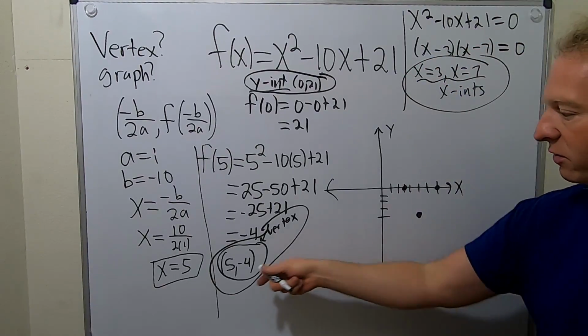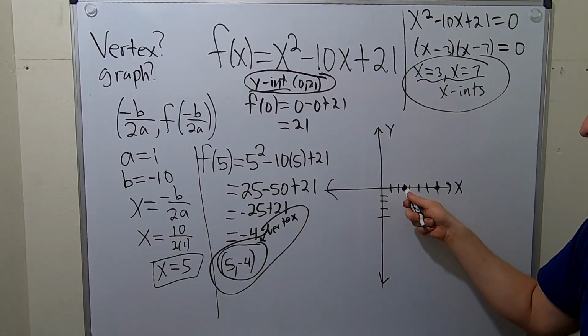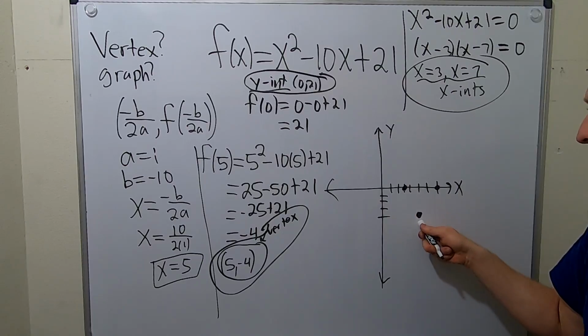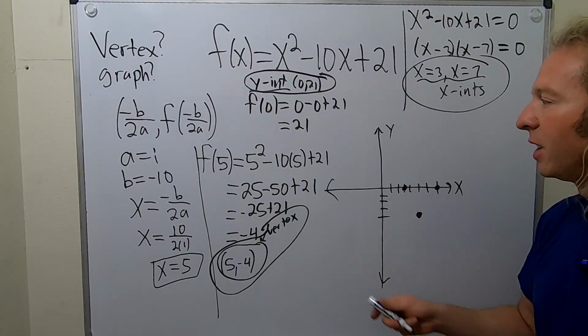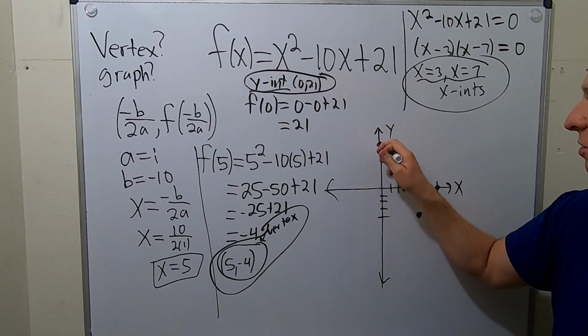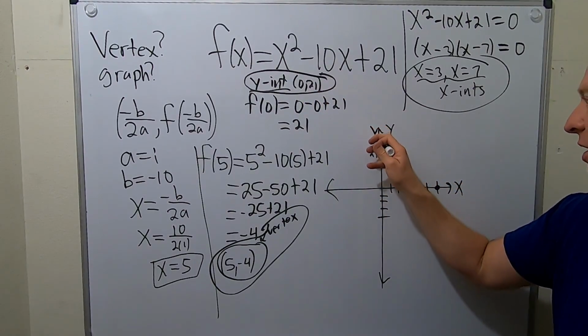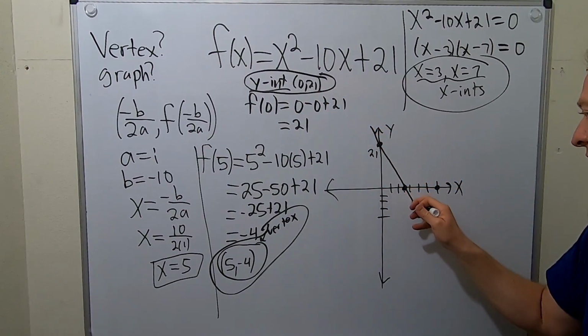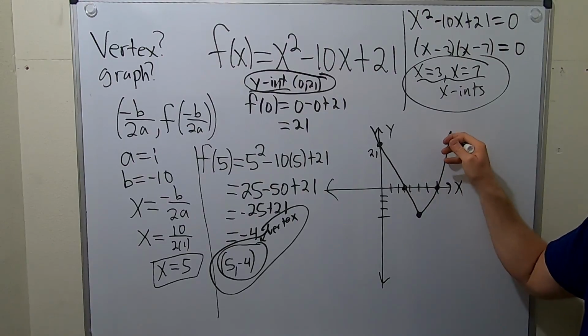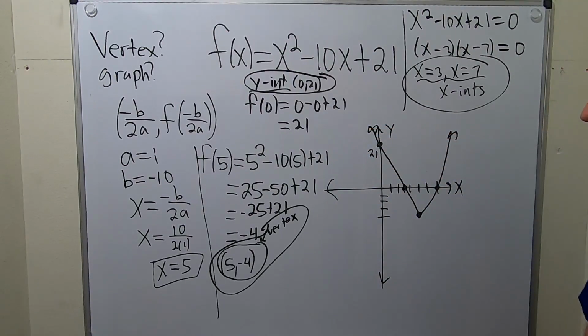This is our vertex, 5, negative 4, right? 1, 2, 3, 4, 5. 1, 2, 3, 4. Yep, looks okay. The y-intercept is way up here, so it's not drawn to scale. 21, right? 0, 21. Then we just connect the dots and try to make it look like a U because that's the shape, right? It looks kind of like a U. And that is the parabola.